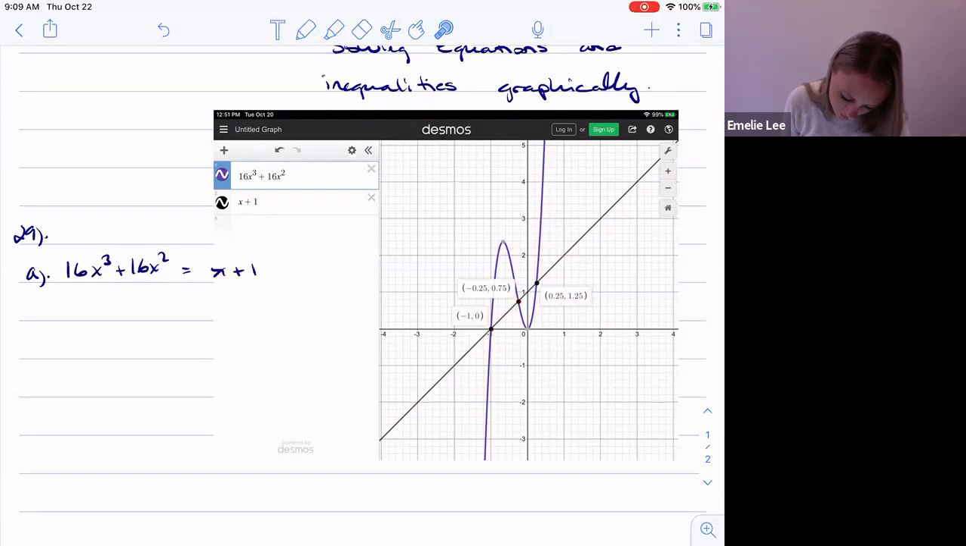I had clicked all these points here, and so they're equal to each other at x equals -1, x equals -0.25, and x equals 0.25.